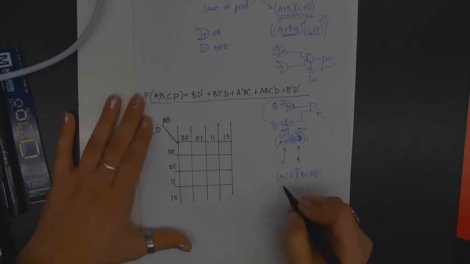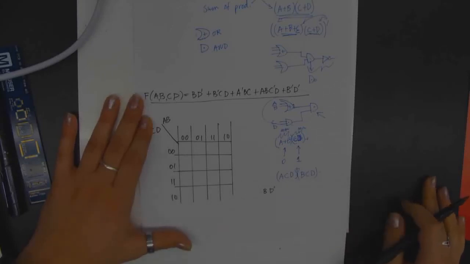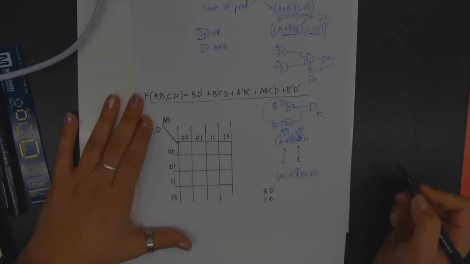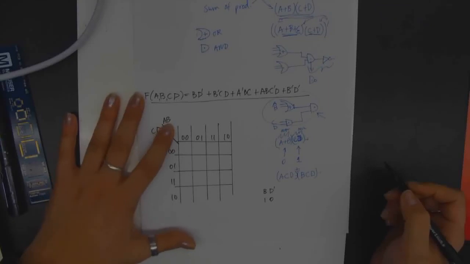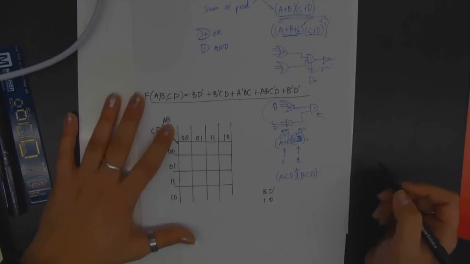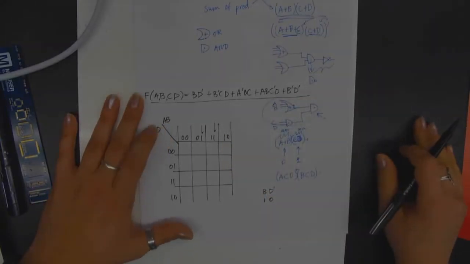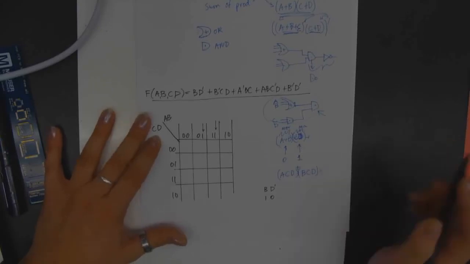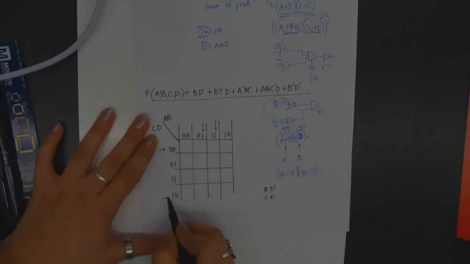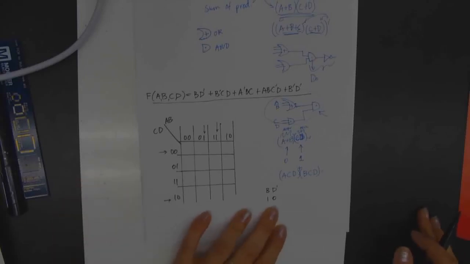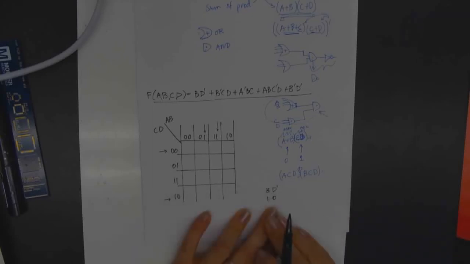So if we're looking at this first term, we're looking at B D prime, right? So this would mean that B would be a 1 and D would be a 0. Alright, so where is B always a 1? It's a 1 here and a 1 here, right? And then where is D always a 0? We're on the last row. So that gives us what we need to look at, right? The question is how many ones are we going to have to place on this map in order to get B D prime? Four.